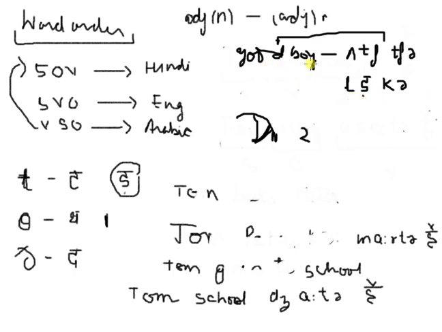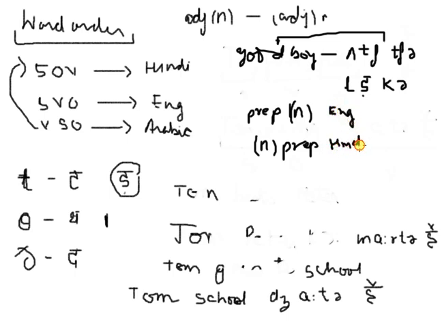"Ladka", okay. So good boy, "acha ladka". So it's the same as in English, we use the adjectives before the nouns. So let's try this part out. For prepositions, in English the preposition is used first and then the noun. But in Hindi the preposition is used after the noun. So this is for English and this is for Hindi. So let's try to get one of these prepositions, like "at home".